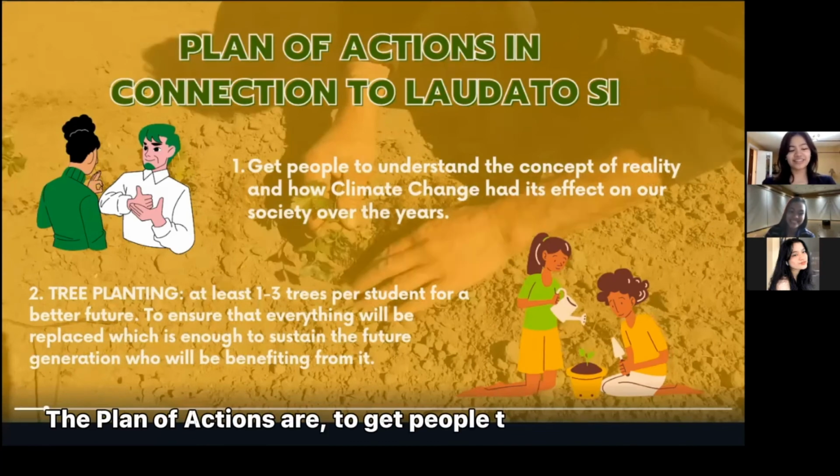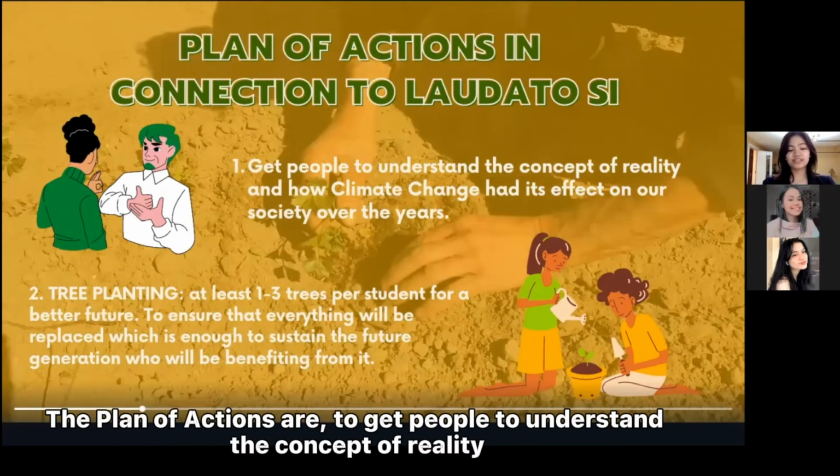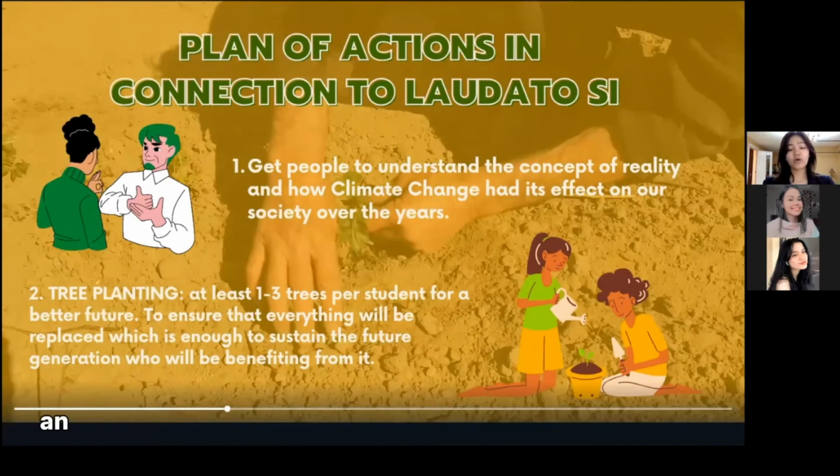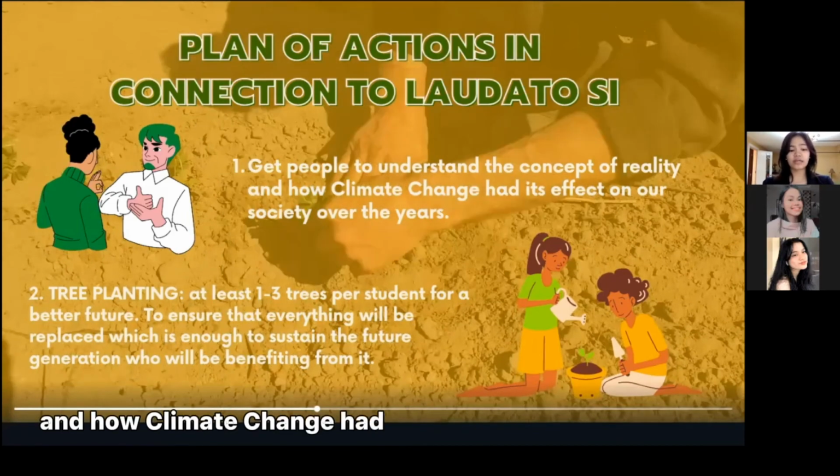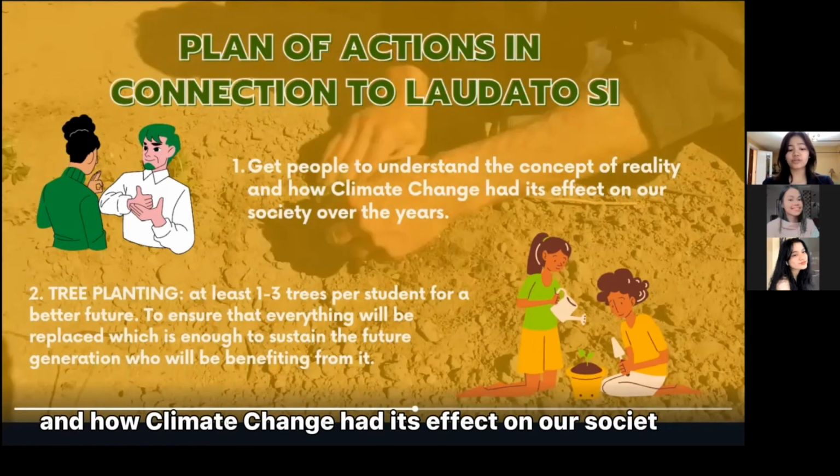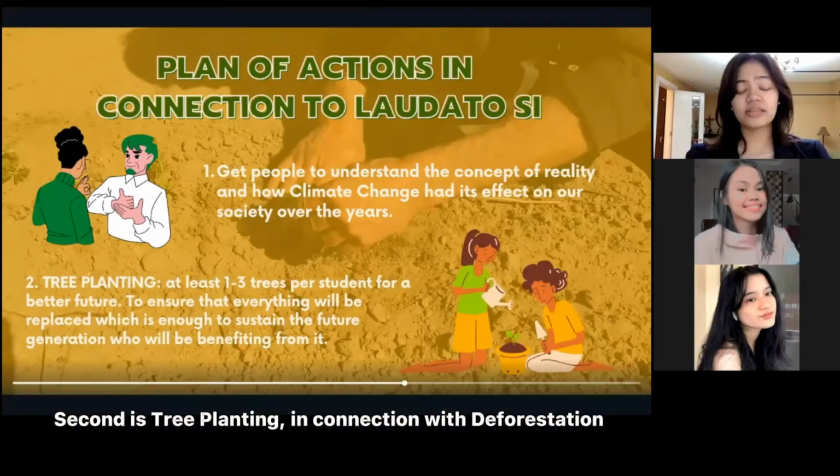Plan of action. First is to get people to understand the concept of reality and how climate change has its effect on our society over the years. Second is tree planting in connection with deforestation.